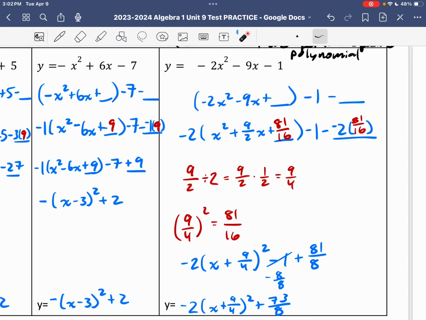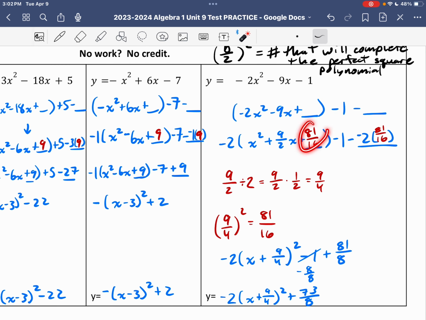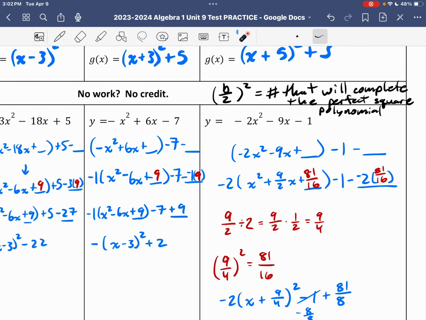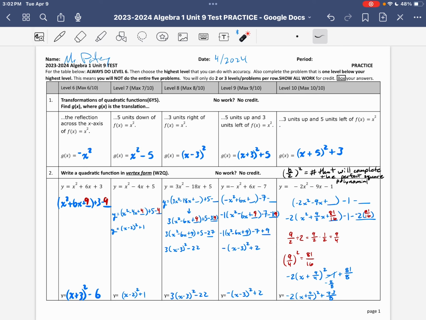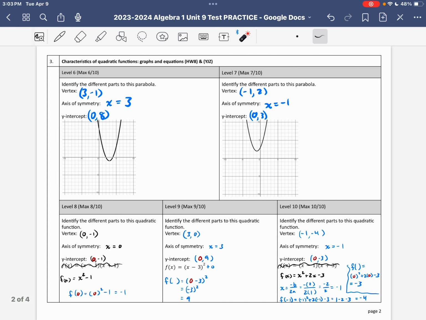This one over here, I'm doing the same thing, except I have nasty fractions. So I have a 9 over 2, and I have to divide that by 2, which is the same as multiplying by 1/2. And I get 9 over 4, and then I have to square that to find this number. And that's what I do right here. I also had to take out the -2, so I put the -2 right there. And the rest of it is arithmetic, but I know that that fraction is going to mess up a lot of you guys. Oh, I forgot to mention, I wrote it right here. This is how you make a perfect square polynomial. You take the b, divide it by 2, and then square it.